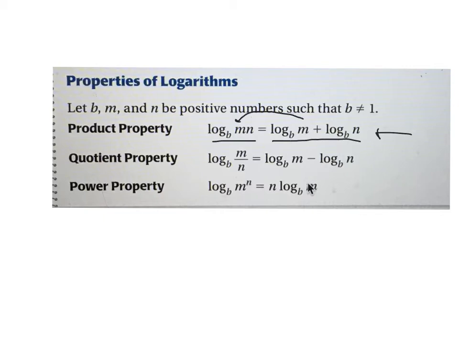Quotient property, same thing as you would think. If you have log of division, you break it up with subtraction. It works the other way also. If you have two logs that are subtracted with the same base, you can make it one log by using division. And the power property.